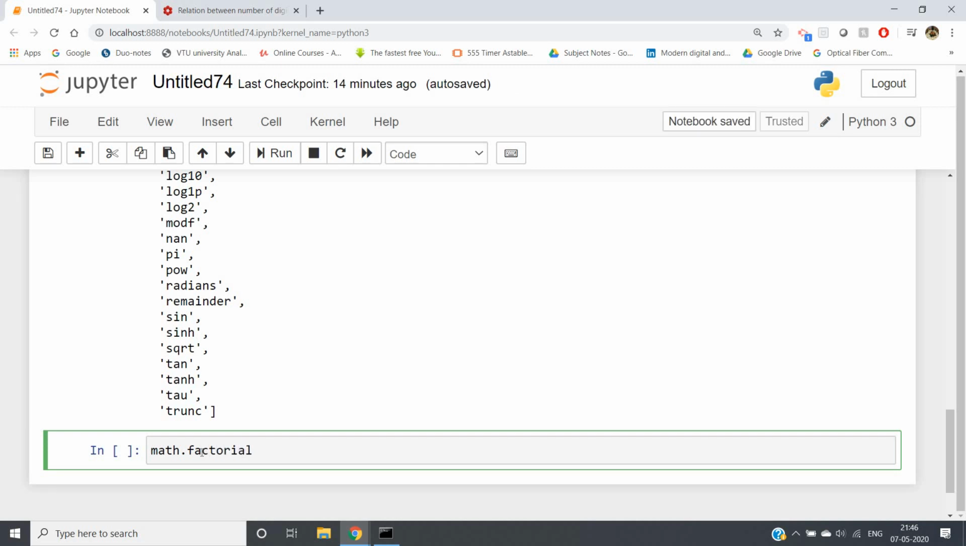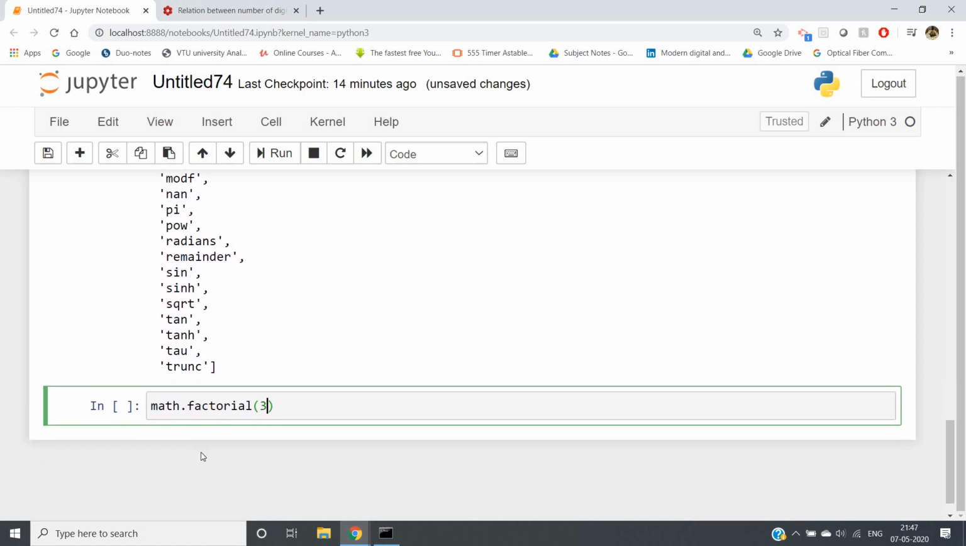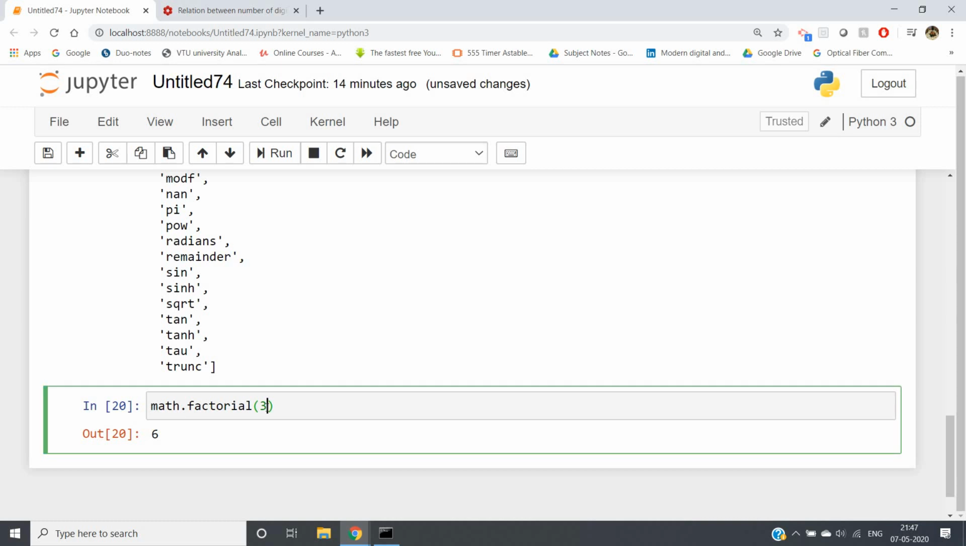If you want to use a particular method or function of math, you have to write math.factorial. Suppose I want to get the factorial of 3. What will I be getting? 3 into 2 into 1, that is 6. If I run, I'll be getting 6. Factorial of 4: 4 into 3 into 2 into 1, which is 24. See, 24. Factorial of 5, which is 120. Like this, you can check.